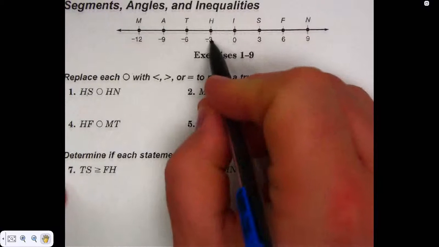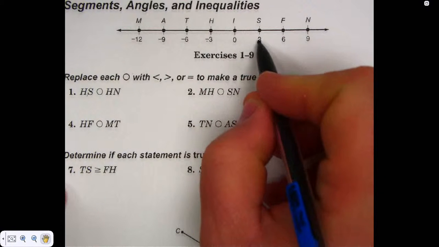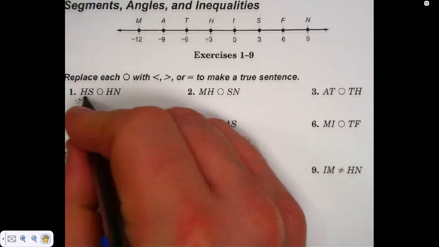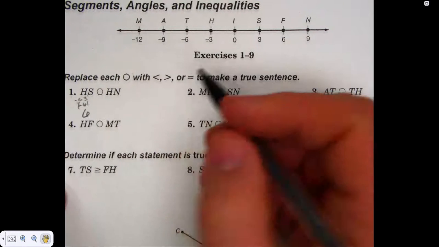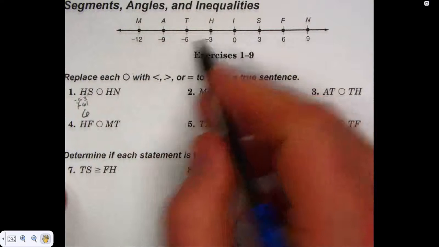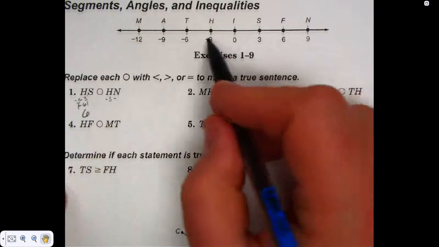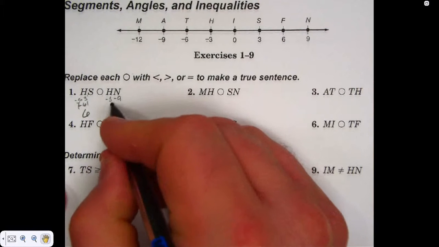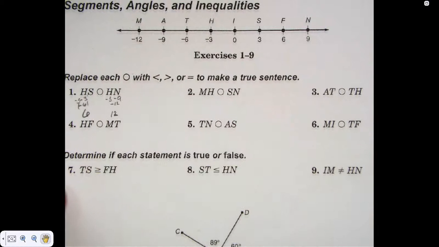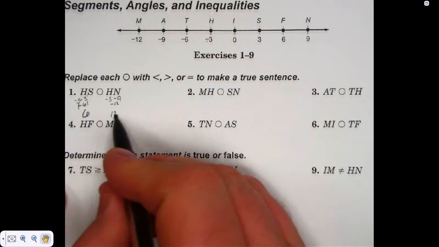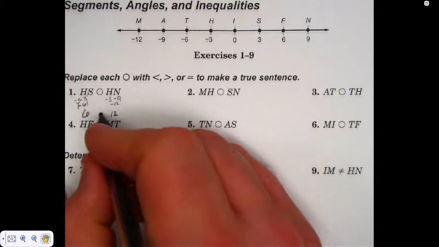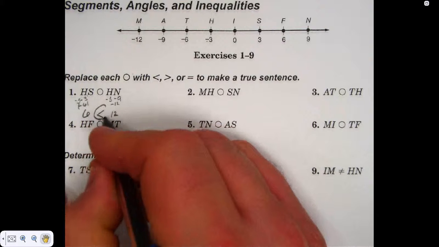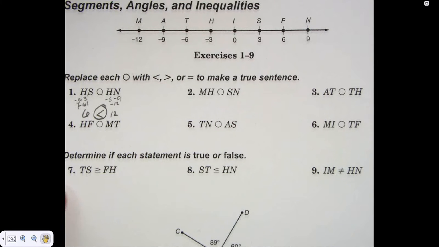So from H to S is negative 3 minus what? Which is a what? Absolute value of that is what? Okay, H to N, it'd be negative 3 minus, what's N? That'd be negative 12, which makes this what? So what sign should go in between them? 6 is what to 12? Is it greater than, less than, or equal to? Well, there's your answer. That makes sense?